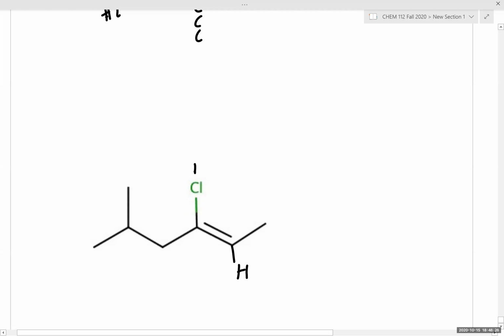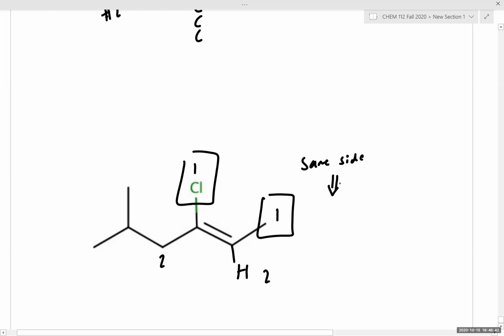So our chlorine is priority 1. This alkane is priority 2. The methyl is priority 1. The hydrogen's priority 2. Boxing in our highest priority substituents, they're on the same side, ergo this alkene would be Z.